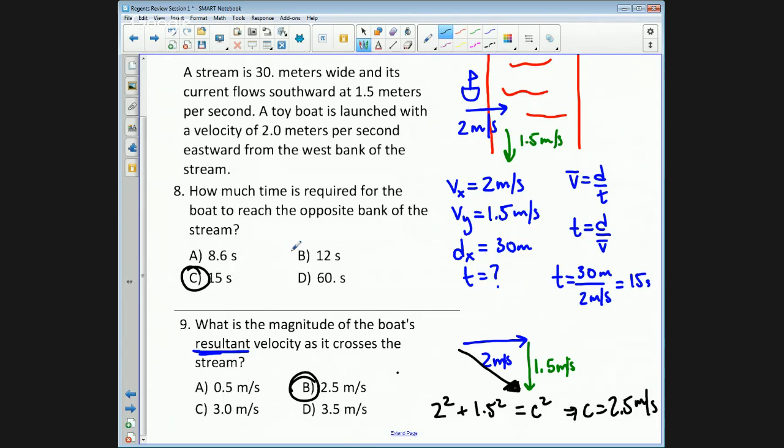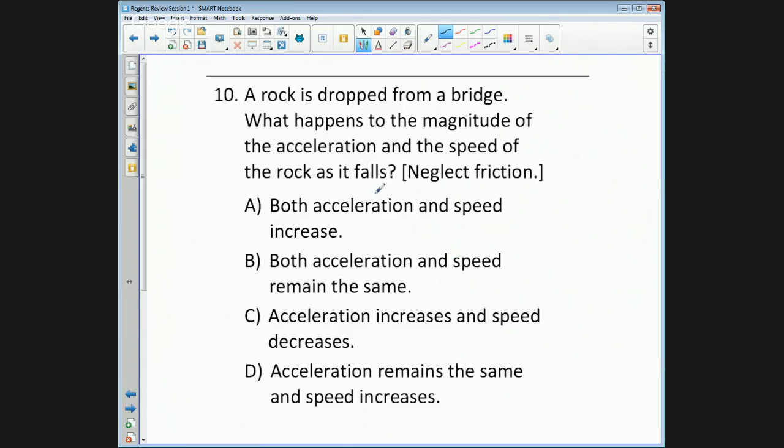So those were relatively easy. Excuse me, I'm burping into the mic. Let's go on to number 10.